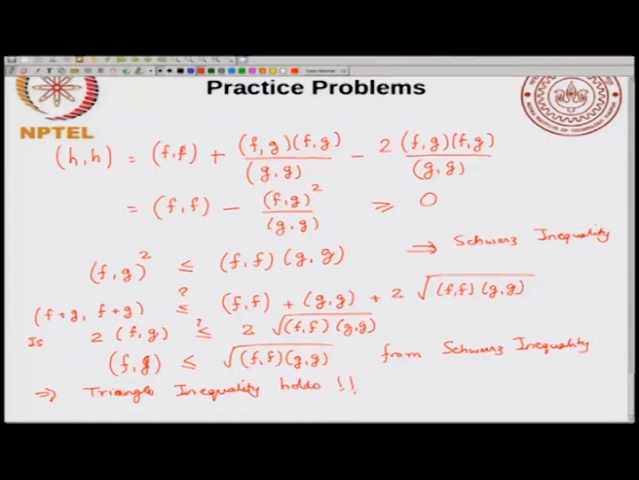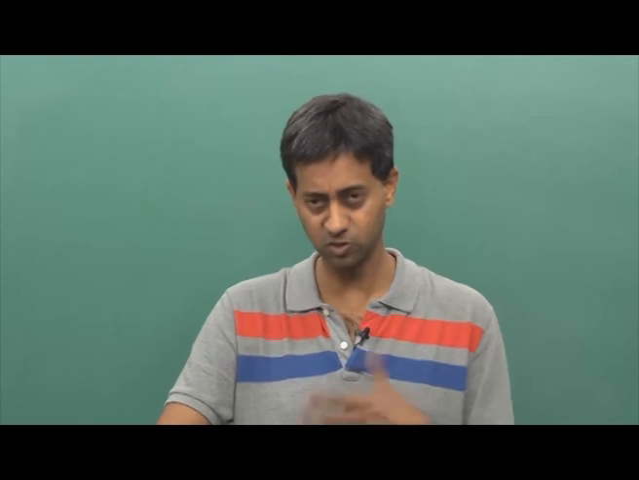So what we have shown is that the Schwarz inequality and the triangle inequality hold for any arbitrary inner product space. We have restricted to real inner products, but you can do the corresponding thing for the Hilbert space also. Okay. So I will stop here.